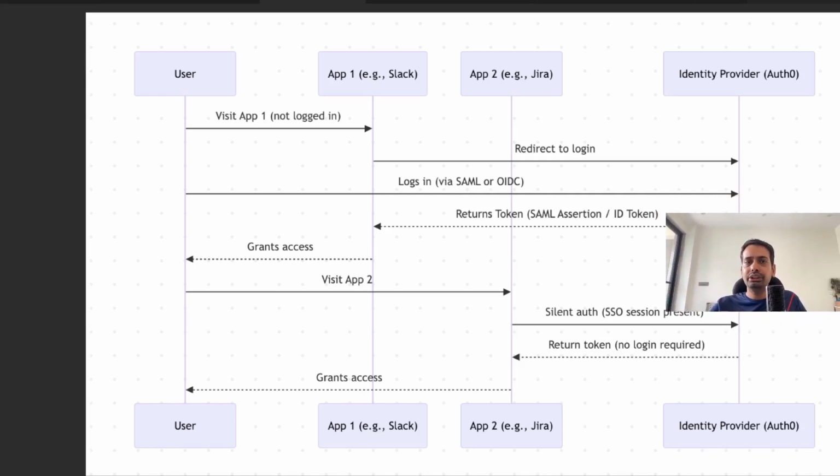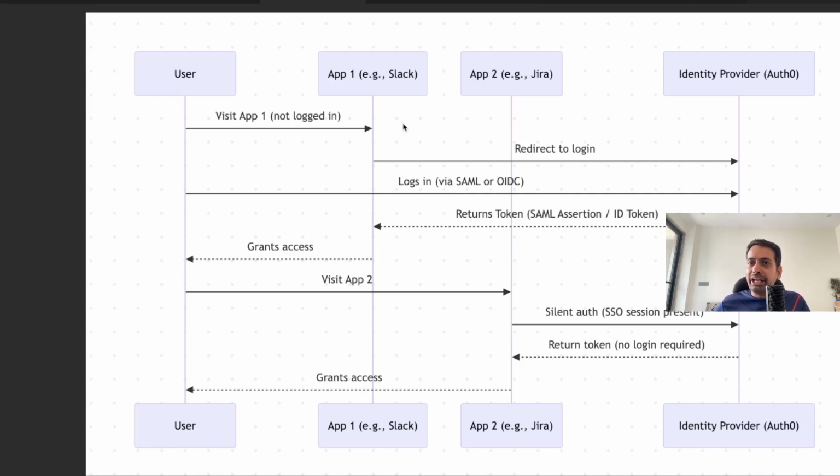So here you can see the user logs into app 1. You can log in with OIDC or SAML, that you can decide. The identity provider will return you the SAML assertion or ID token. If you are using SSO with SAML, then it will return you the SAML assertion response. If you are using OIDC, then it will return you the ID token. And that application will allow you to access the app. In the same way, you can log in to another application.